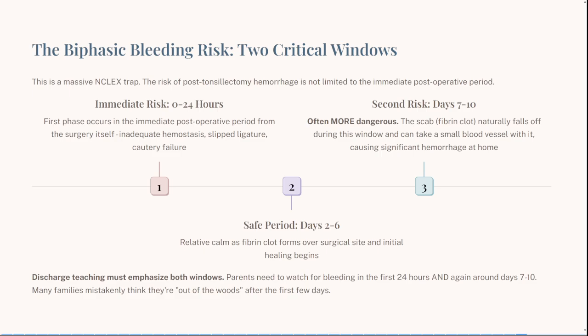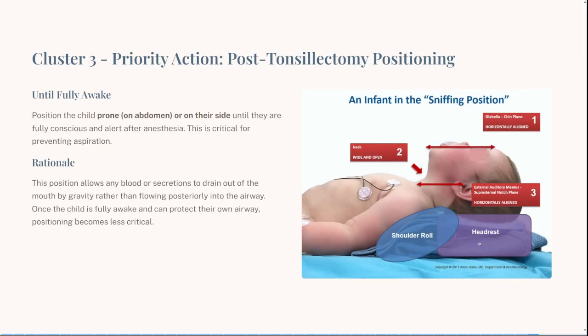What about positioning right after the surgery? Positioning is all about preventing aspiration. Until the child is fully awake, you want them on their abdomen, prone, or on their side. That position lets any blood or secretions drain out of their mouth instead of down into their lungs. Got it. And for epistaxis, the trap is just doing that positioning wrong. It's getting it backwards. Yeah. Sit up, tilt forward, pinch. Tilting back is unsafe and wrong.